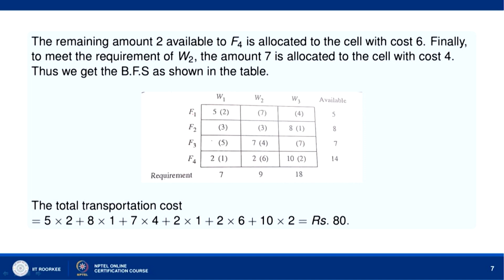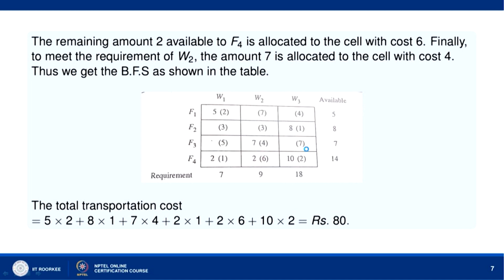5 from F1 source we have given all 5 to W1 with cost 2, and if we summarize, then we have given all 8 which were available with F2 to W3, and we have given out of 7, 7 to W2 with cost 4, and then out of 14 which were available with F4, 2 to W1, 2 to W2 and 10 to W3.